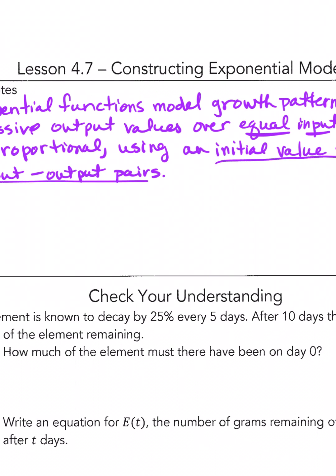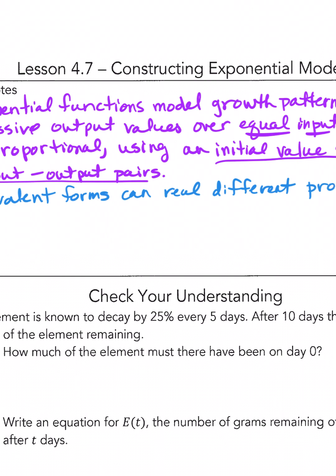Why two input-output pairs? Why would those give you the same thing? Remember, if you have two input-output pairs, you have an initial value, and the two outputs can give you your growth rate, can't they? Make sense? Next, we know equivalent forms can reveal different properties of growth rate.